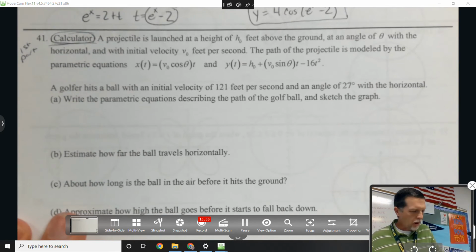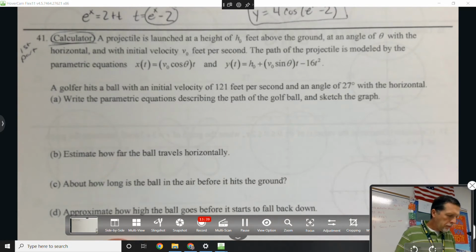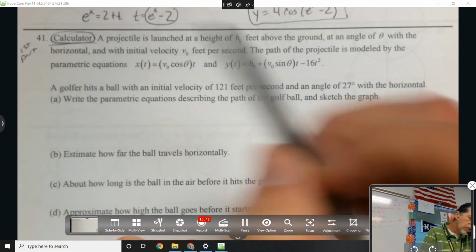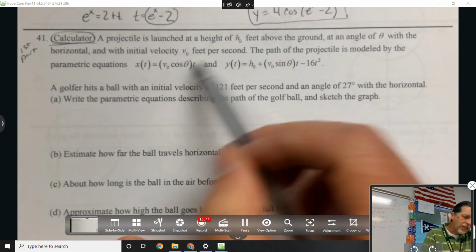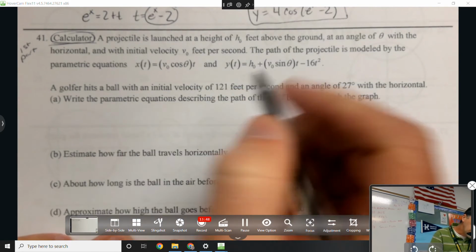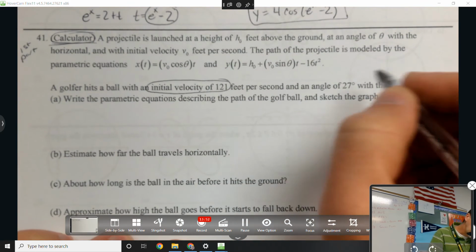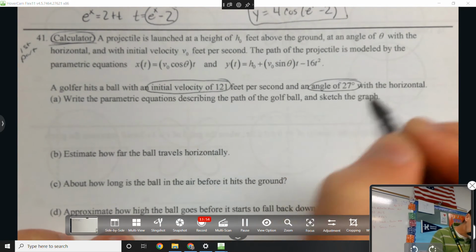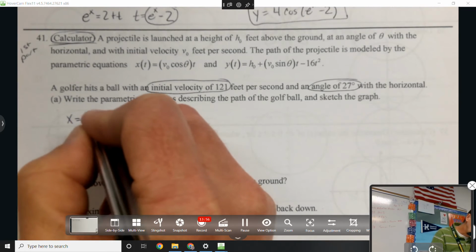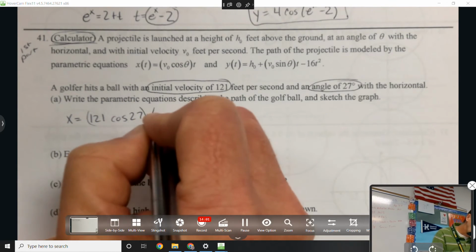So go grab a calculator if you need one. Projectile is launched at a height of h0 feet. All that's just the intro stuff. We'll give you all of that again. A golfer hits a ball with an initial velocity and an angle. So x equals 121 cosine 27 times t.